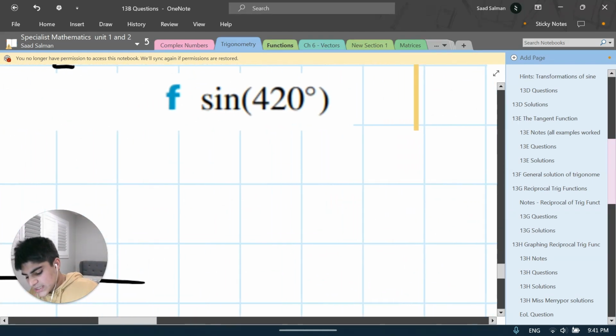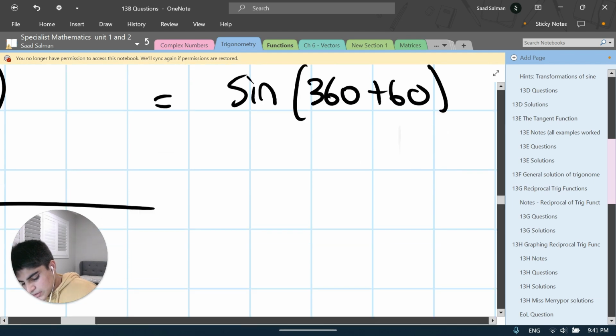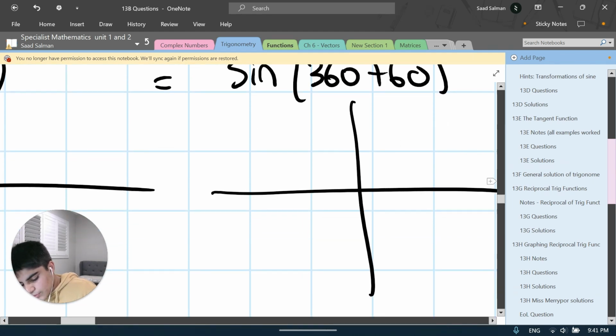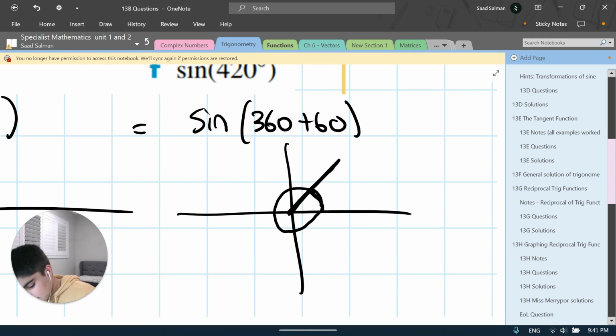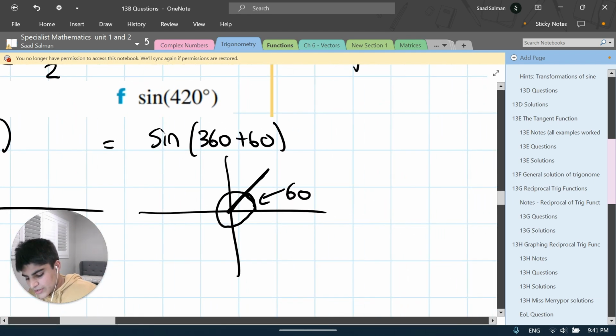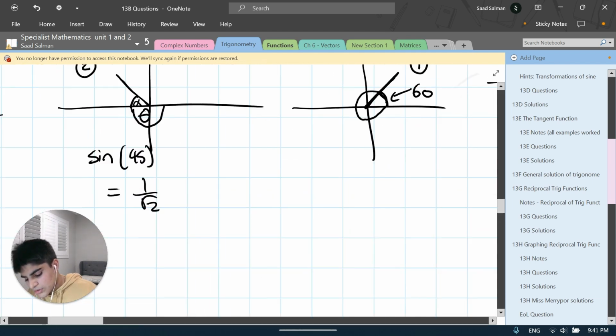Sine 420, let's break this up. This equals sine 360 plus 60. So we're going a full revolution around the unit circle, 360 plus 60. We stop right here. Our reference angle here is 60 degrees, so that's how we derive our solution. Sine is positive in the first quadrant, so this is equivalent to sine 60, which equals root 3 on 2.